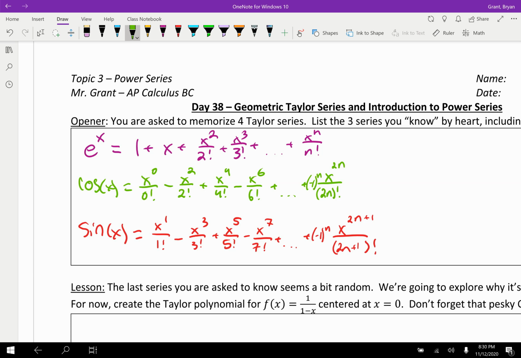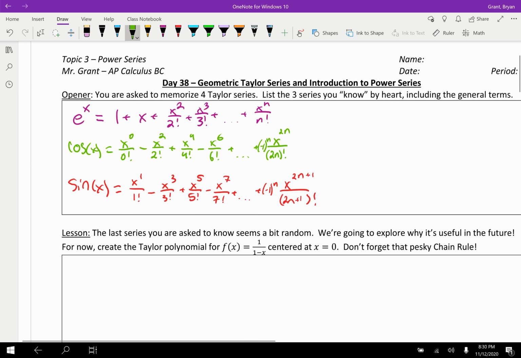All right, we do need to know these 3 by heart. Well, I guess you don't have to, but it does make your life a lot easier if you do. You're going to save minutes on your exam, which is actually a lot considering that every minute counts.